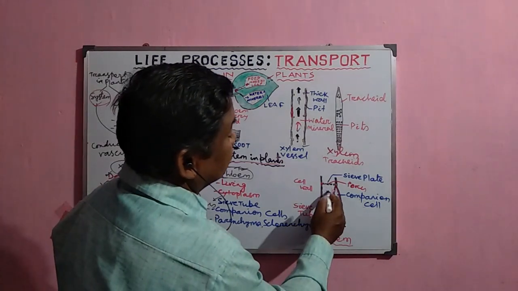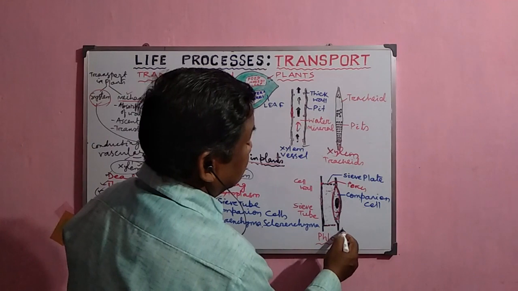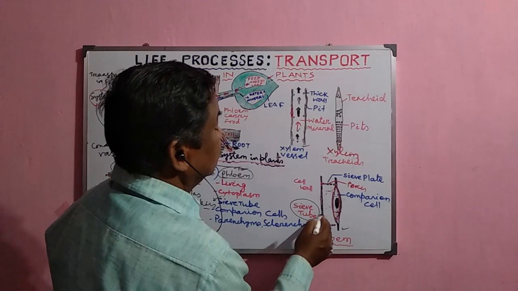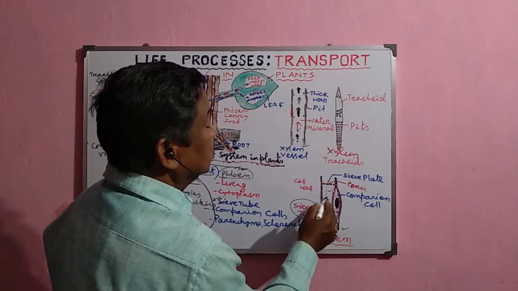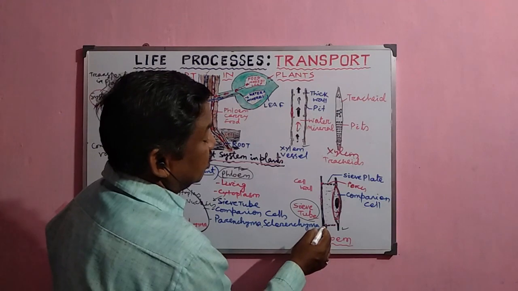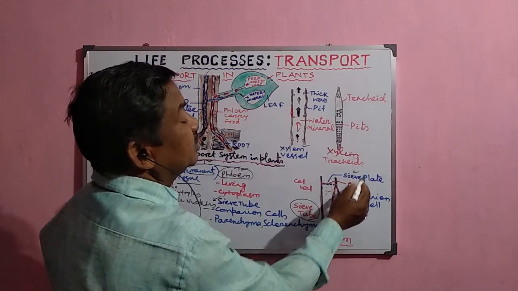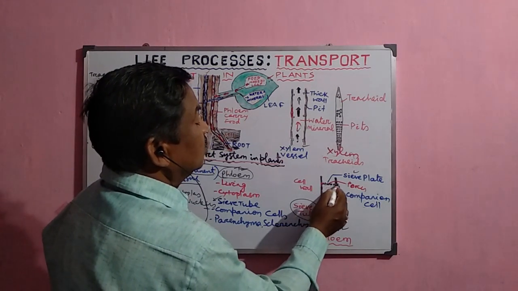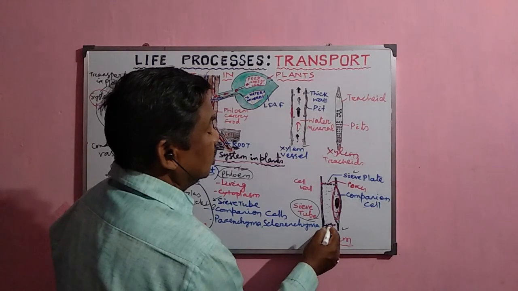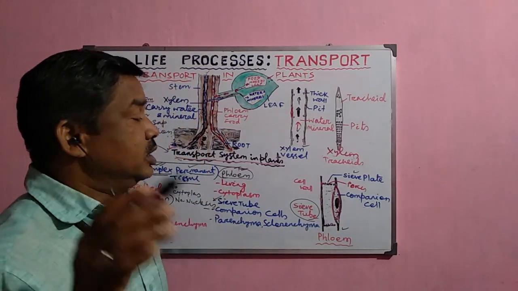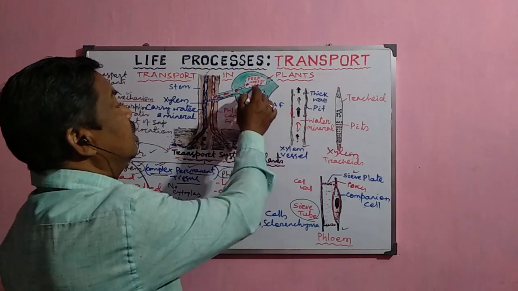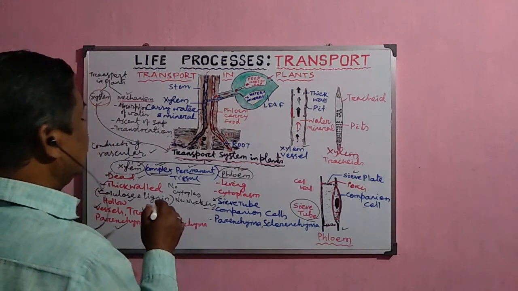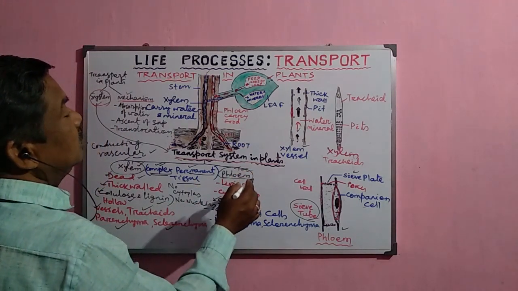Look here, this is the structure of the sieve tube. This is the phloem cell and this is the sieve tube. This sieve tube does not contain a nucleus, but the cytoplasm is there, and on both sides, look here, these are called the sieve plates. The sieve plate has some pores, in the upper and lower side, and through the pores the food materials are transported from the leaf to the different parts of the plant. The movement of the food material through the phloem occurs this way.